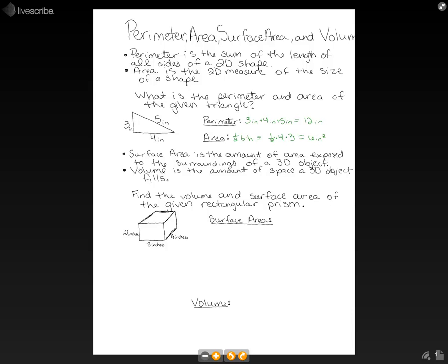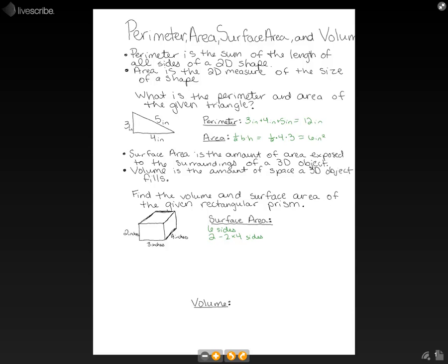So first, it's surface area. We have 6 sides, and of those 6 sides, we have 3 different sides. So there are 2 sides that are the same, another 2 sides that are the same, and another 2 sides that are the same. So we have 2 by 4 sides.